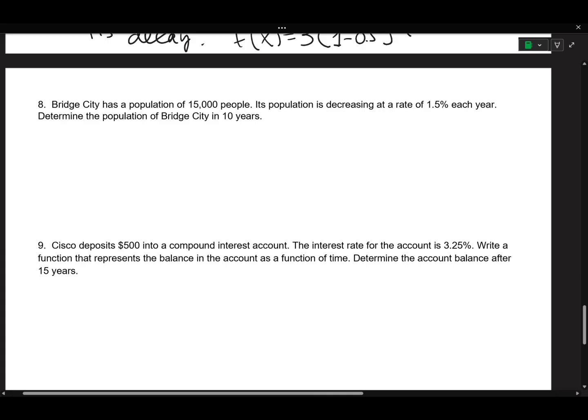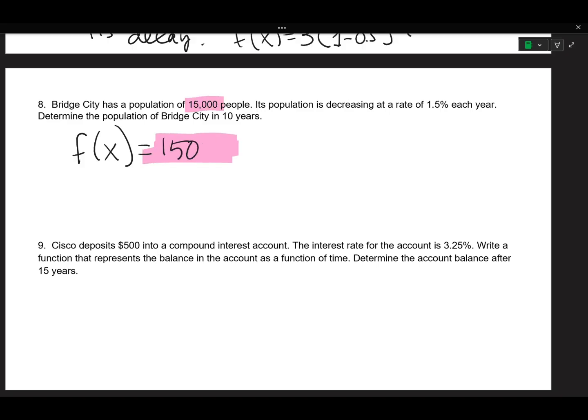Okay, number 8. Bridge City has a population of 15,000 people. Its population is decreasing at a rate of 1.5% each year. Let's determine the population of Bridge City in 10 years. Okay, this is how we're going to write the function. f of x equals. We start it with the amount of people, so 15,000. Then we have a parenthesis and a 1. Then we decide if we have a plus or a minus in our function. Here, we're going to have a minus.